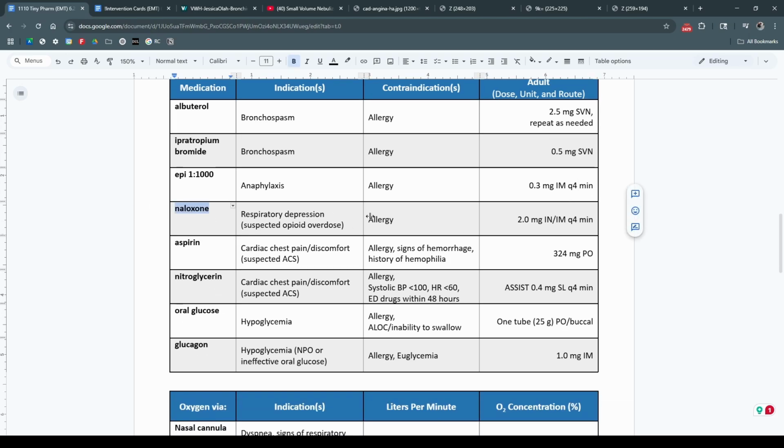Naloxone, or Narcan. This is for respiratory depression when we suspect an opioid or opiate overdose. Now, much like we'll talk about with aspirin and nitro, I do want you to come in and see respiratory depression and suspect that it might be an opiate like heroin or fentanyl or Percocet. But how or why we suspect those things might be relatively varied.